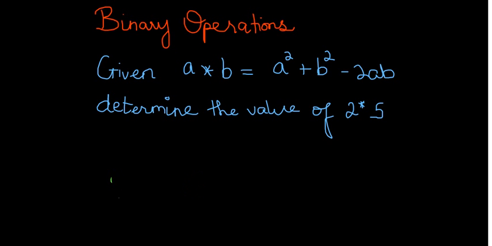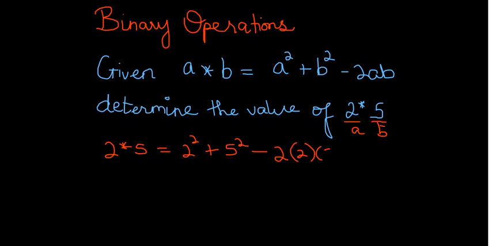I'm sure many of us know what we need to do. What's the first thing we're going to do, y'all? Because A is 2 and B is 5, right? So now that we know A and B, we're going to do 2 star 5, which is 2 squared plus 5 squared minus 2. Now this is a product, so just 2 by 2 by 5.